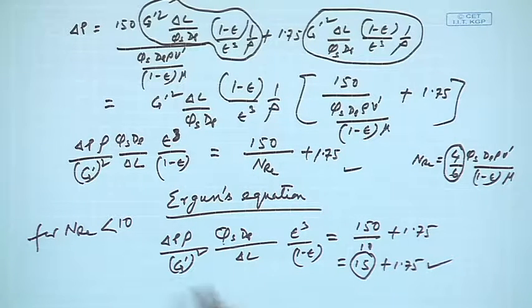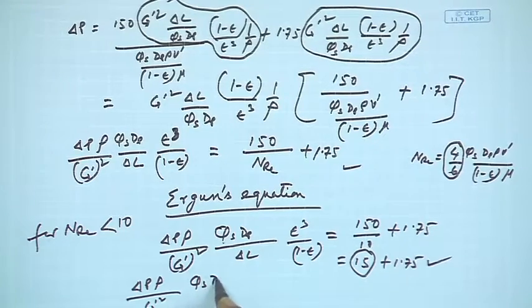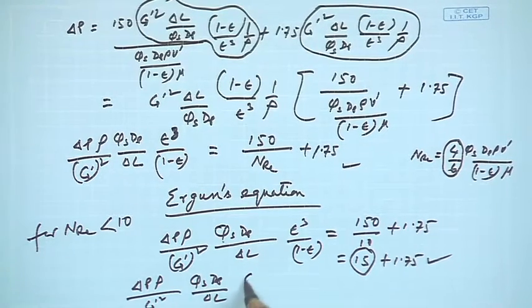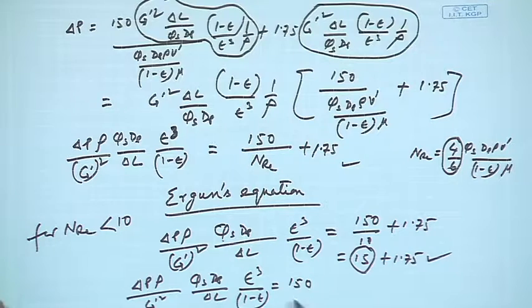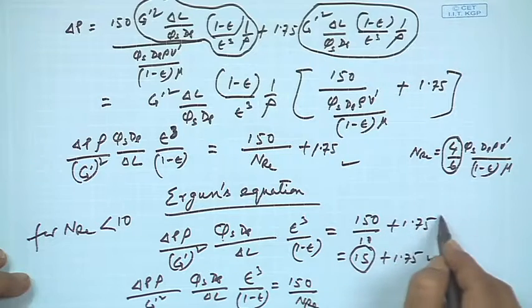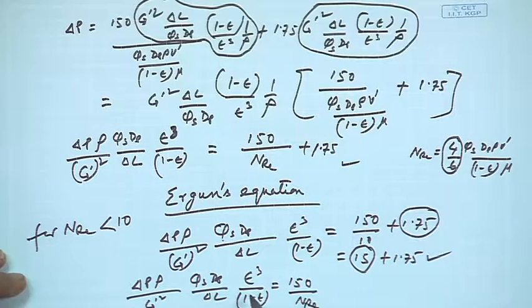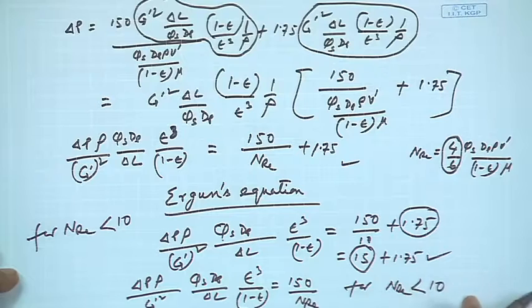So, this expression then comes to be delta p rho by g prime square into phi s dp by delta L into epsilon cube by 1 minus epsilon. This is equal to 150 over NRE, and we neglect the term 1.75, right. Then this is valid for NRE less than 10, right.